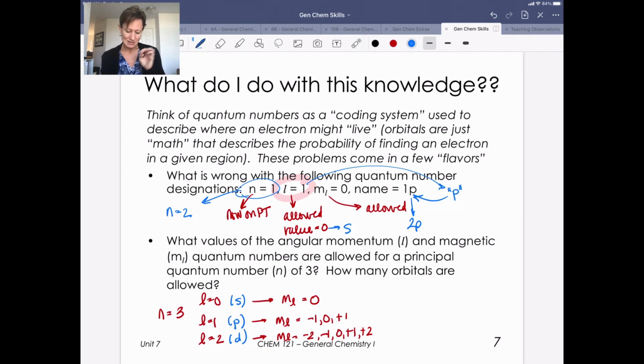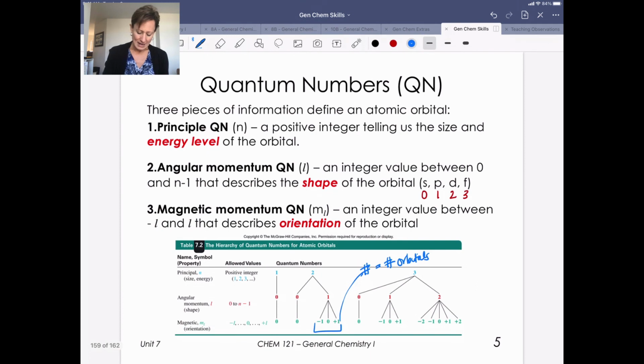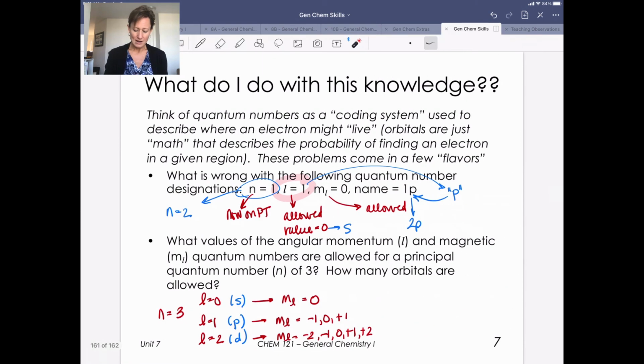So this problem is asking us to find the allowed values of the L's and the m sub L's, and we want to know how many orbitals are allowed. This is where I'm going to come back to what we were talking about here. We're going to count the number of m sub L's that we have, and that tells us the number of orbitals. So stick with me here. Maybe you've learned something before. This is going to lead into some things we're going to do in our 8th learning unit. So let's see what happens here. There's one number here, so we have one orbital. So this is going to be an s orbital.